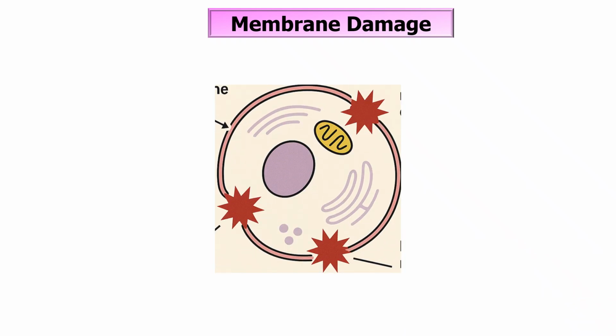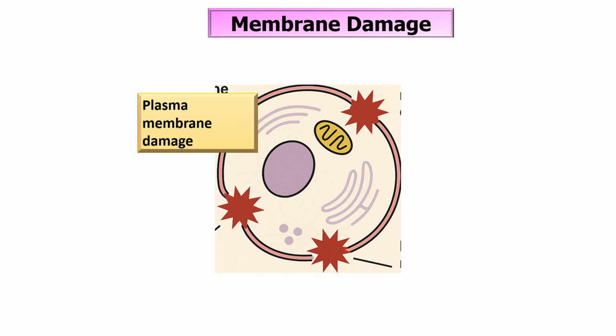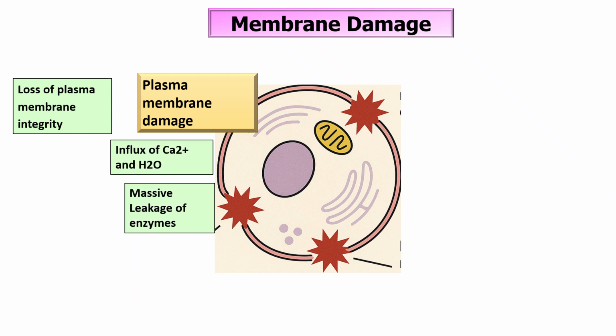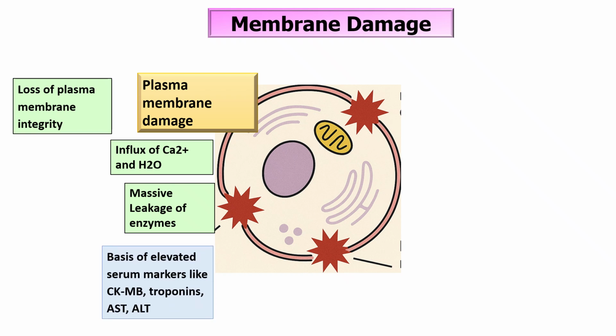Here you can see a cell with damaged membrane. So when there is damage to the plasma membrane, what happens? There is loss of plasma membrane integrity, because of which calcium and water enter into the cell. And there is massive leakage of enzymes from the cytosol out into the serum. So serum markers like creatine kinase, troponins, AST and ALT are elevated, which can be used as markers of irreversible cell injury in certain conditions.